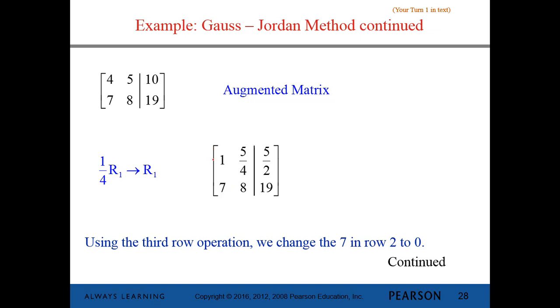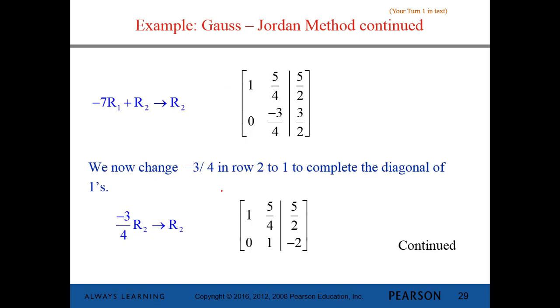Or you could take 7 times this row and add it to -1 times this row. It's the same thing. Typically, I would just multiply this by -7, add it to the second row, and replace the second row with what I got. So -7 times row 1 plus row 2 replaces row 2, and we get 0, -3/4, and 3/2. And now we're done with this column.